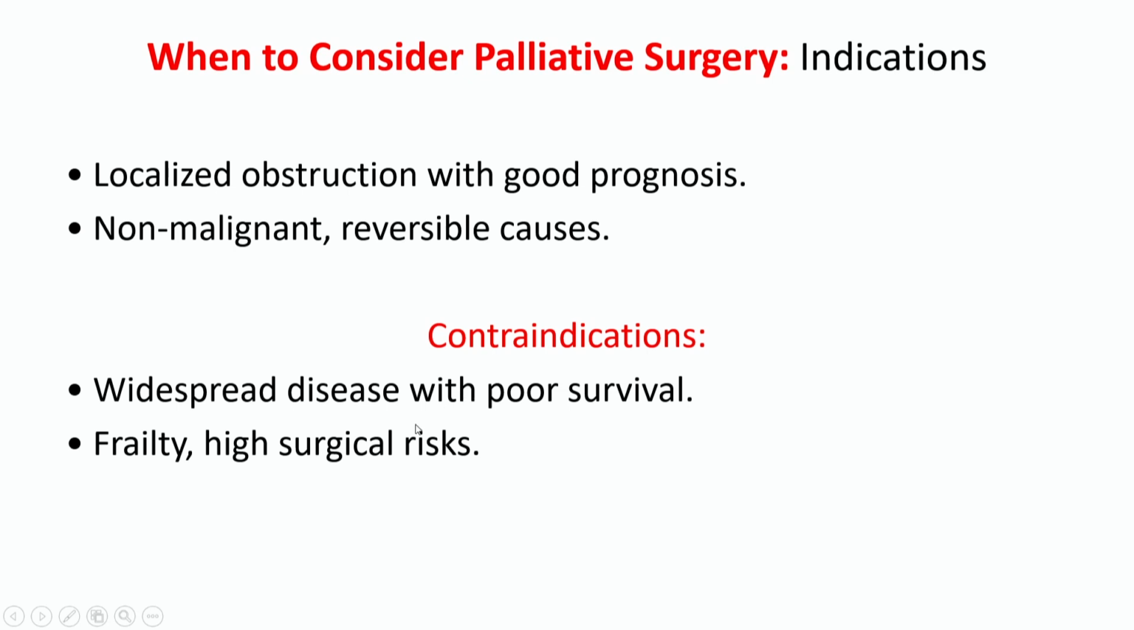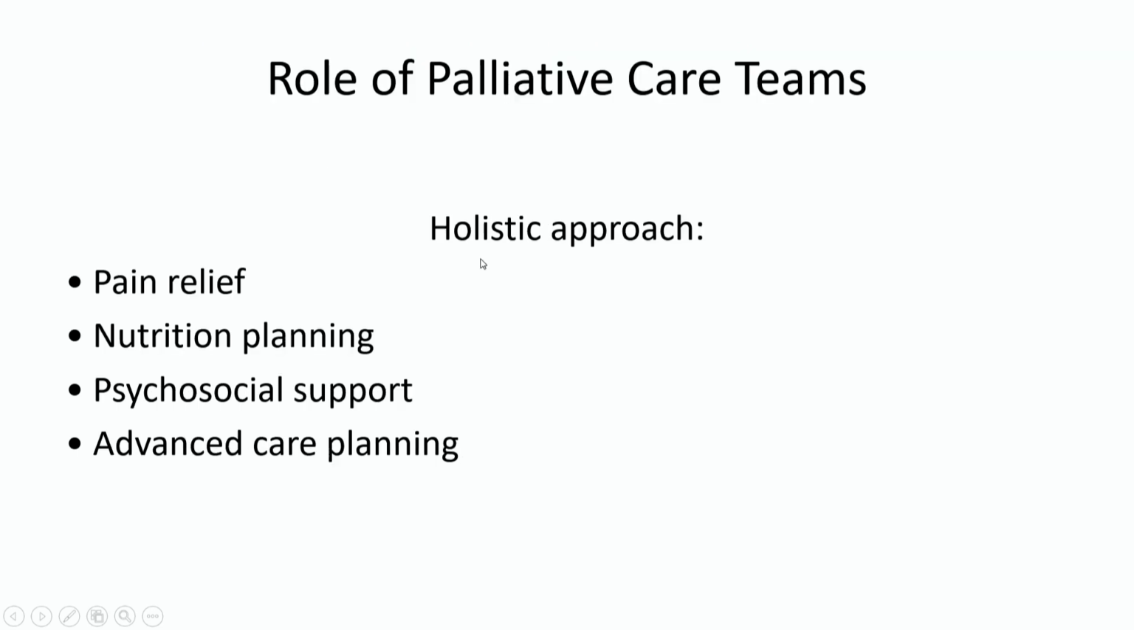The contraindications: widespread disease with poor survival, frailty, high surgical risk. Many patients are at the end of their life. They are not able to tolerate the anesthesia and surgery. That's why we don't do it. Role of the palliative care team: a holistic approach, pain relief, nutrition planning, psychological support, as I told you, and advanced care planning. Depending on the condition of the patient, plan it.